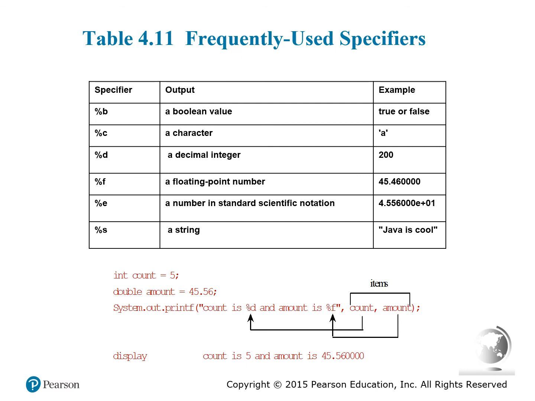You will see in the example that the printf statement has 2 format specifiers, %d for an integer and %f for a floating point, a real number. The items listed are count, which is an integer, and amount, which is a double. It is necessary to point out that %d specifies an integer, not a double. If we want to specify a double, we must use %f.